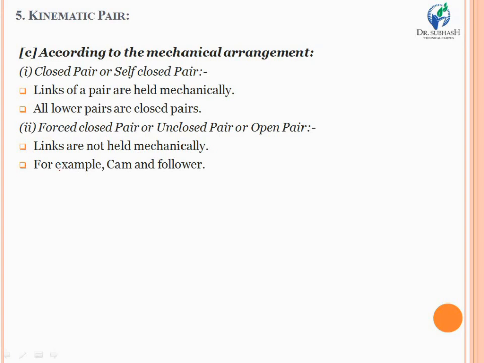So mechanically, if any links are connected with each other, of course it will form a closed pair. And secondly, the force-closed pair or unclosed pair or even open pair is the pair in which links are not rigidly held with each other. That means there will be no kind of mechanical joining or bonding between the links. If you take the example of cam and follower, you can see that there is not any kind of mechanical linkage between cam and follower.